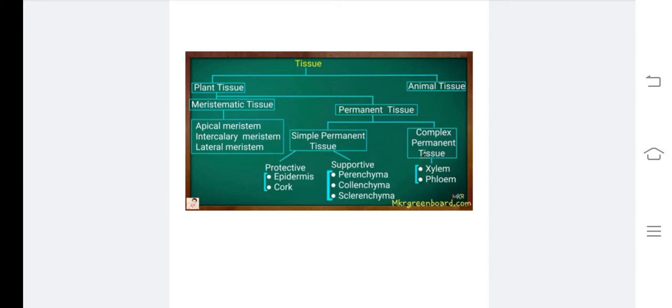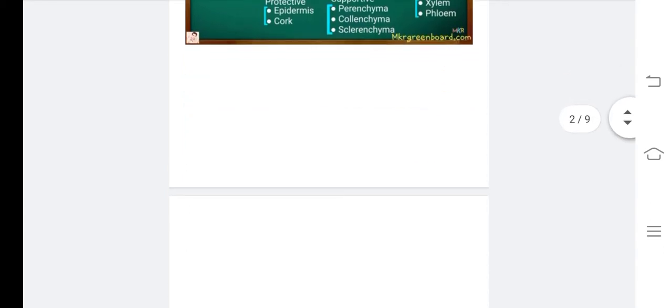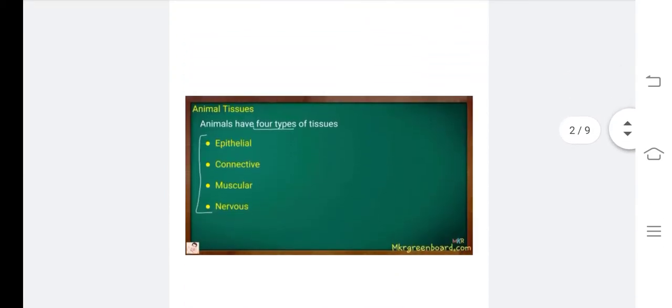Today I am going to explain animal tissues, right? So, animal tissues are classified into four different types based on their functions, location and arrangement, right? Animals have four different types of tissues. Please note down in your classwork, children.